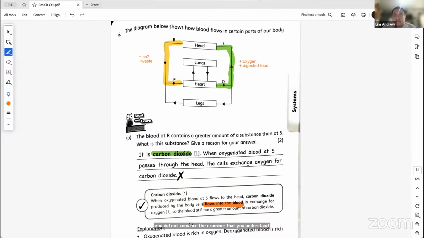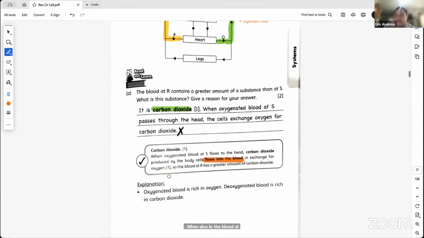So to answer this question, you have to write as follows. When oxygenated blood at S flows to the head, carbon dioxide produced by the body cells flows into the blood in exchange for oxygen. So the blood at R has a greater amount of carbon dioxide. For science, the most important thing in answering all these short answer questions is keywords.